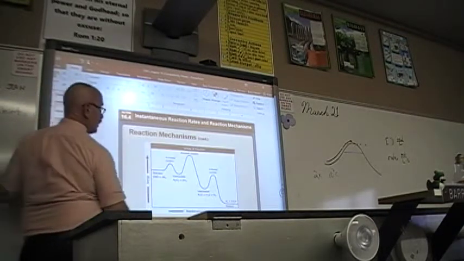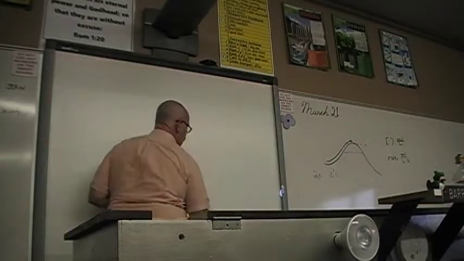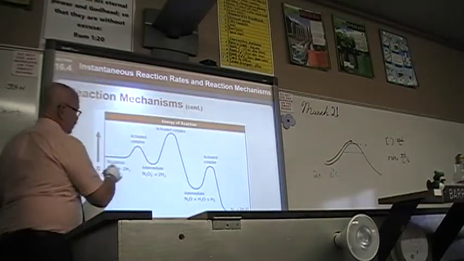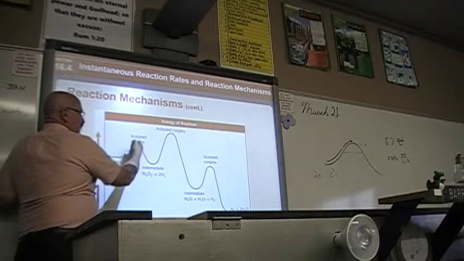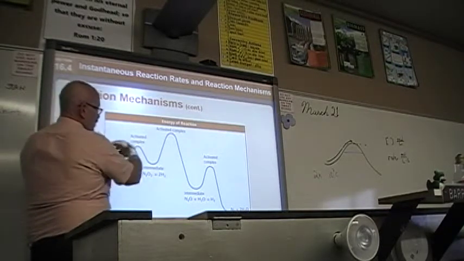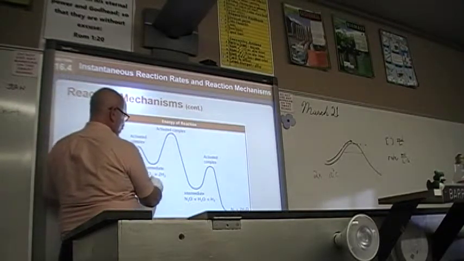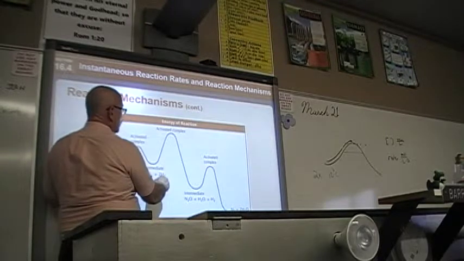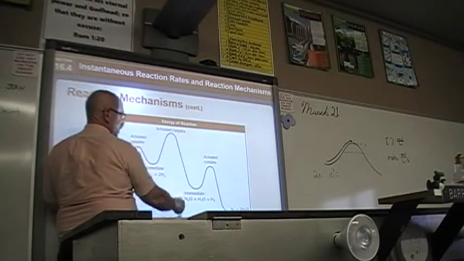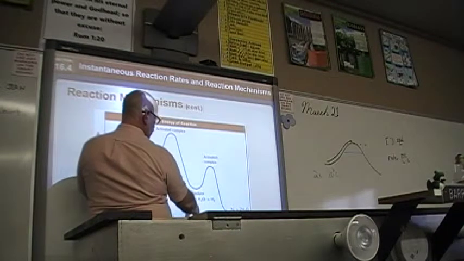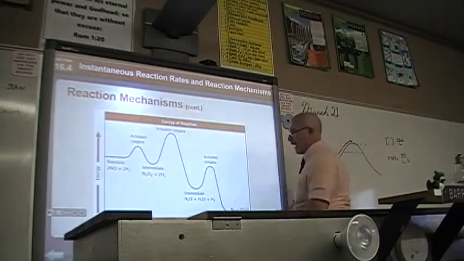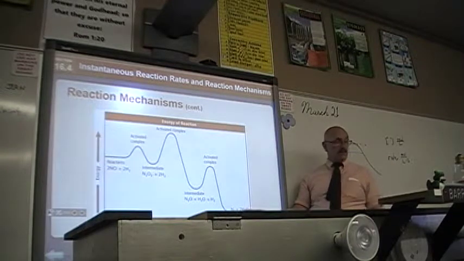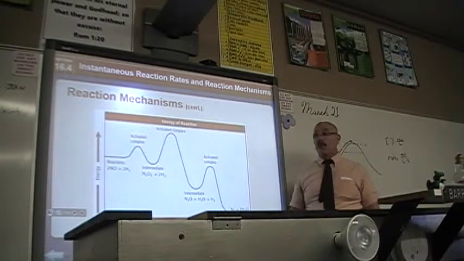Where are we at here? This is showing, again, some steps in a chemical reaction. So here's nitrogen monoxide and hydrogen. It goes through an activated complex. It makes an intermediate, N2O2, plus hydrogen. It goes through another activated complex and makes another intermediate, N2O plus H2O plus H2. And then over here, goes through another activated complex, and then my final products are nitrogen and water.